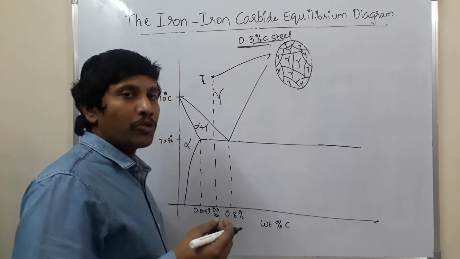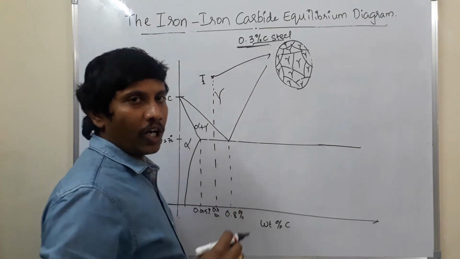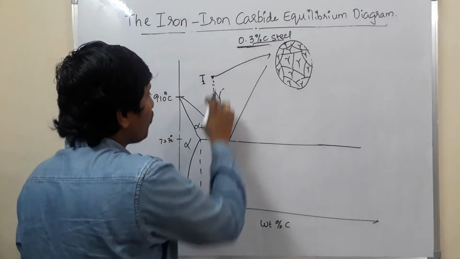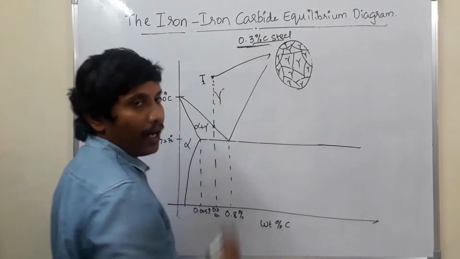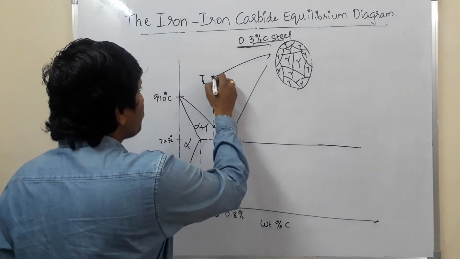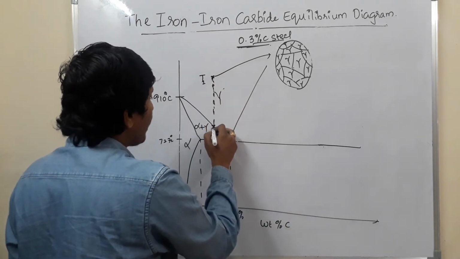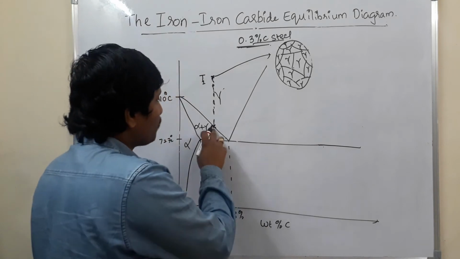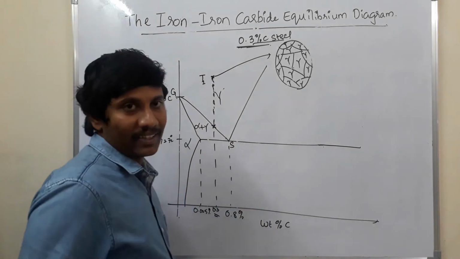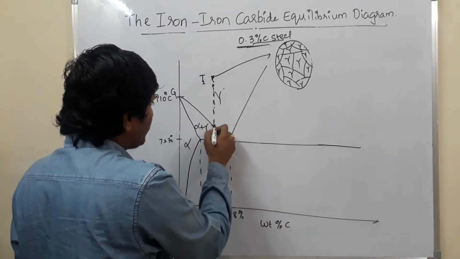Now I am doing equilibrium cooling, or slow cooling. When I do equilibrium cooling, nothing happens until this point is reached. Why? Because from this point to this point, all the grains are gamma, all the solid solution is gamma solid solution, that is austenite. Let us say this point is G and this point is S. Nothing happens until it touches the point on the GS line.